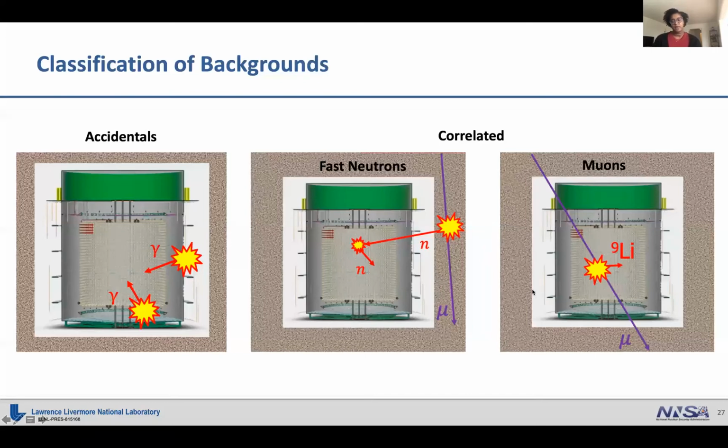And then another background that's also pretty important to understand is radionuclide decays that are also muon induced. So what happens is if a muon goes through your detector, it will make these very light nuclei that decay through beta delayed neutrons. And so they'll release a beta particle and then have a neutron that's also emitted. So these two events are going to look shockingly similar to your inverse beta decay event. And that's why it's also important that we correlate them as a function of time within our detector.